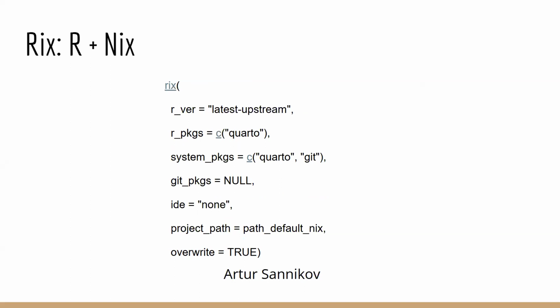We can go even further, and also declare system packages. In this case, it's Quarto and Git. You can add pretty much any software that is available on a Linux operating system. You can even declare the IDE. In this case it's none, but if you use RStudio, you can say you also want RStudio, and then you can use RStudio with the exact same version that I'm using.